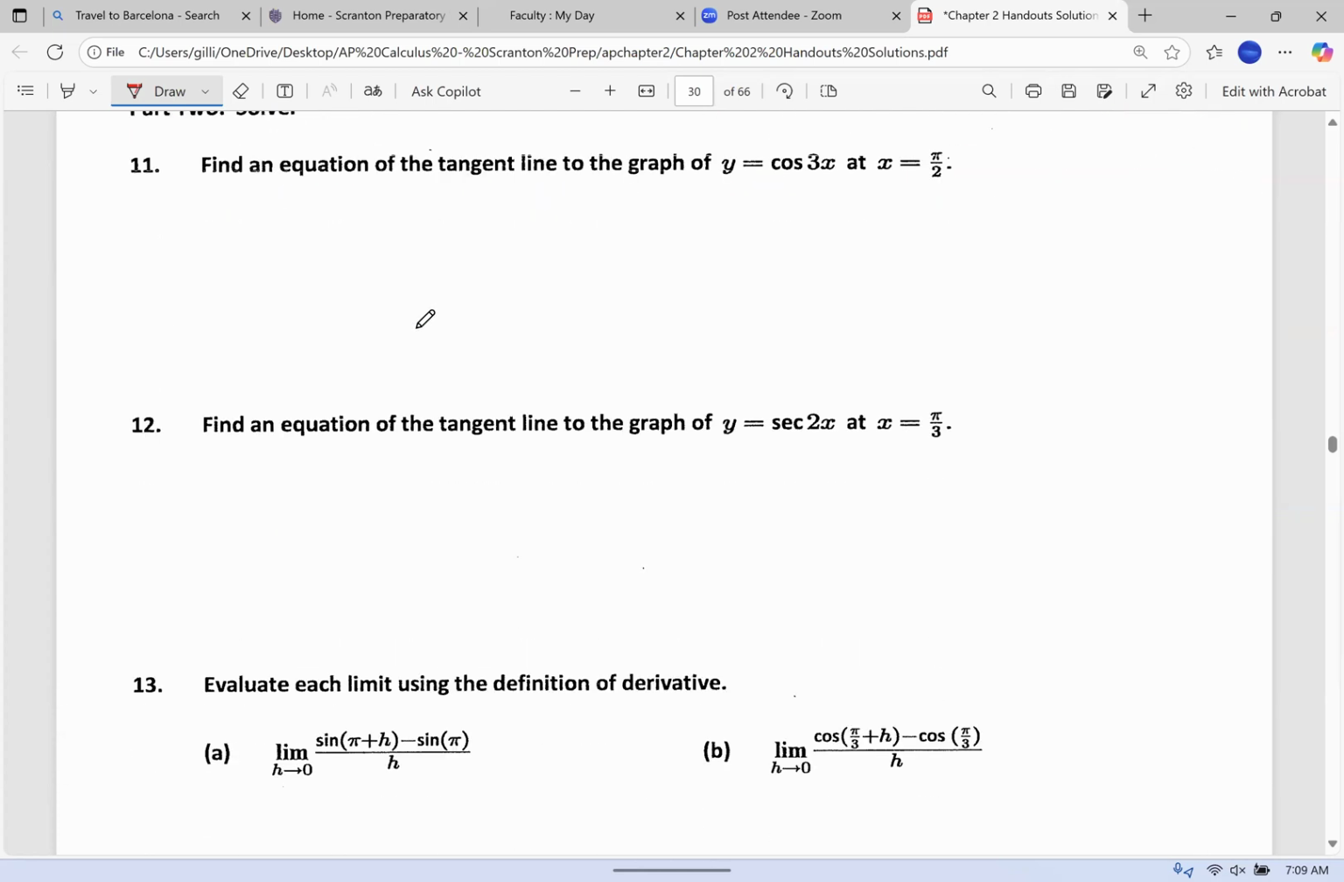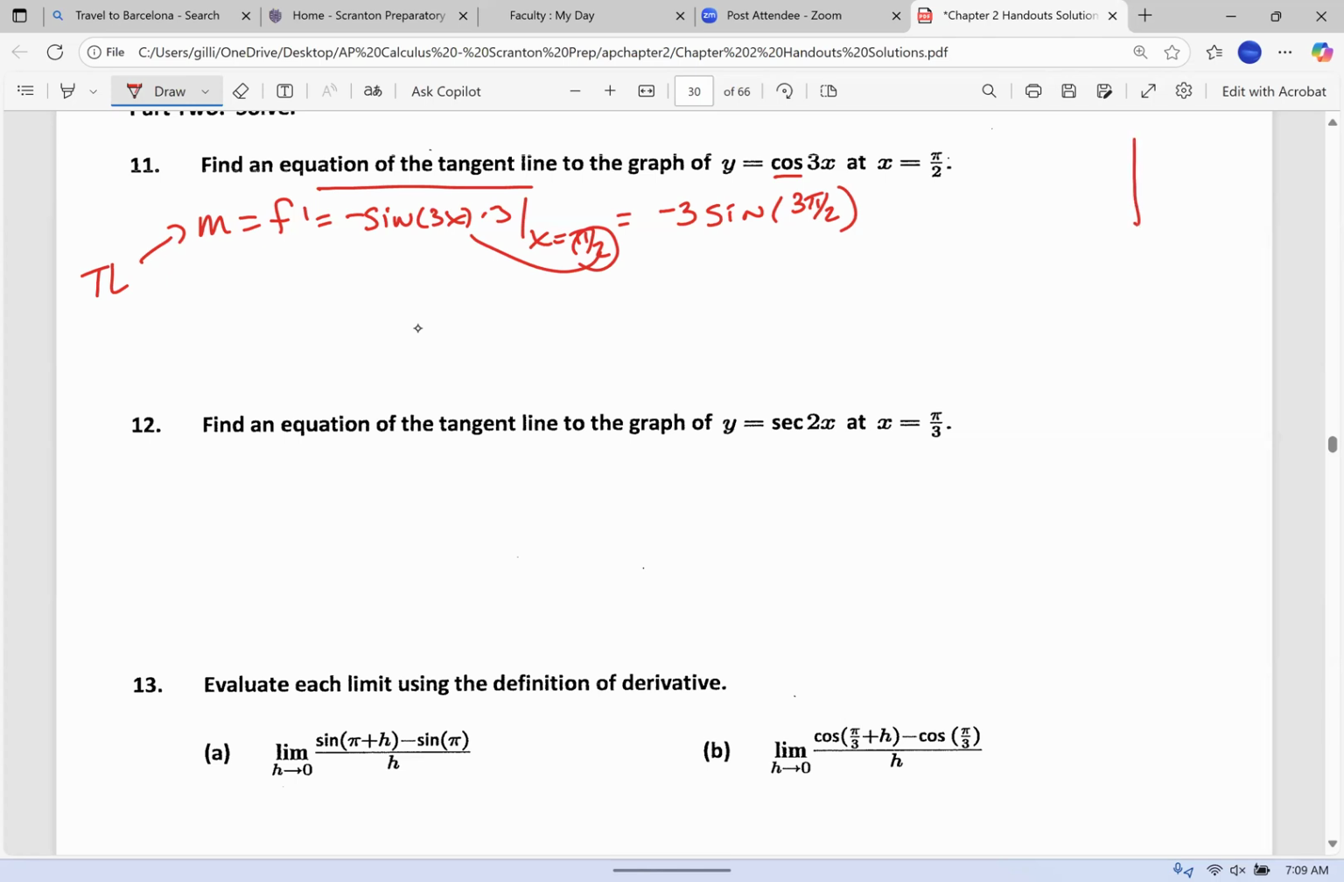And number 11, we have to be able to find the equation of a tangent line. So tangent line triggers a slope, which is the derivative, and the derivative of cosine is negative sine of 3x times 3. And I need to evaluate that at pi over 2. So it's negative 3 sine. When I insert the pi over 2 in for the x, I get 3 pi over 2. And that's a quadrantal angle, and that puts us down here, where the y coordinate's negative 1. And that minus 3 times that negative 1 is going to give me 3 as my slope.